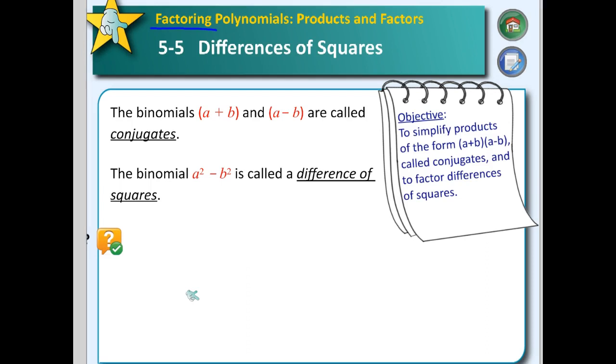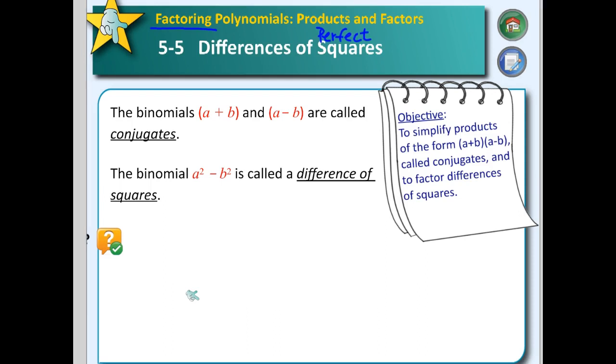And now we're going to look at some special patterns. Some special patterns that will help you tremendously if you memorize them and are able to recognize them. And when we get into section 5.5, we're going to look at this new pattern called difference of squares. Now, I'm used to calling it difference of perfect squares.